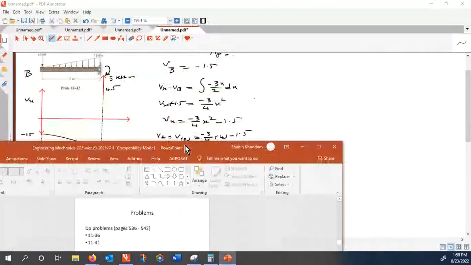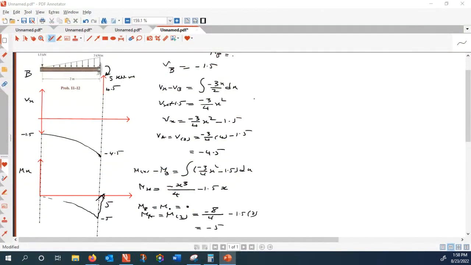Okay, in the remaining time, I would like to take you through an example of how to calculate moment of area. Okay, so that is problem 681. Let's bring 681.